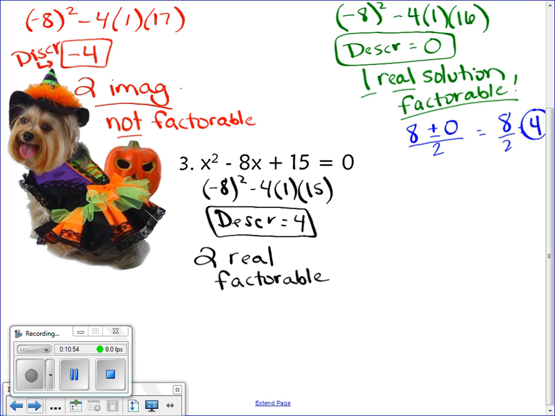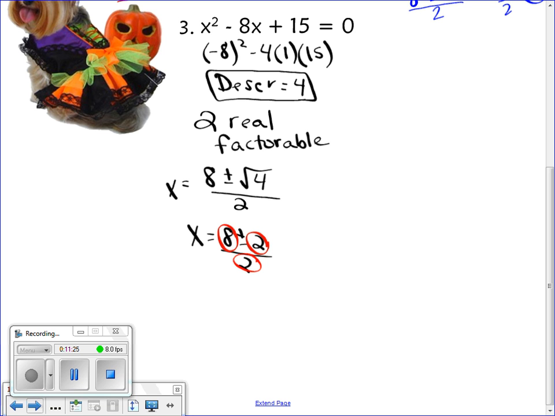So negative b would be 8 plus or minus radical 4. Right, we found the part under the radical. All over 2 times a, which is just 2. What's the square root of 4? So 8 plus or minus 2 over 2. I think he's thinking of simplifying these, right? Yeah, you can. 8, 2, and 2 can all be divided by 2. So 4 plus or minus 1 over 1, I don't really need. So x equals 5 and 3. If you factored that, it would be x minus 5 and x minus 3. So then x equals 5 and 3.